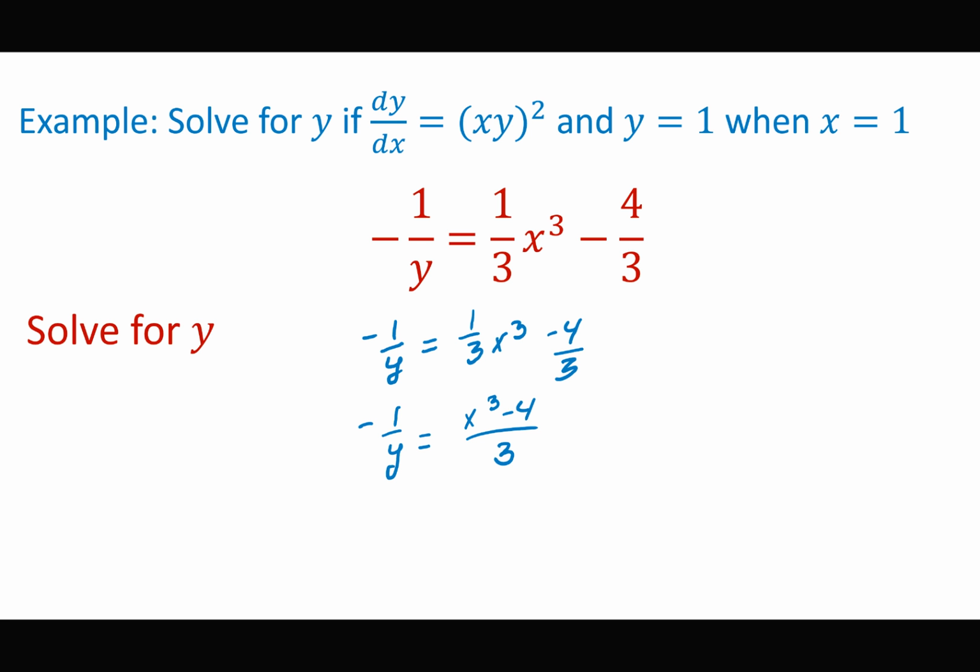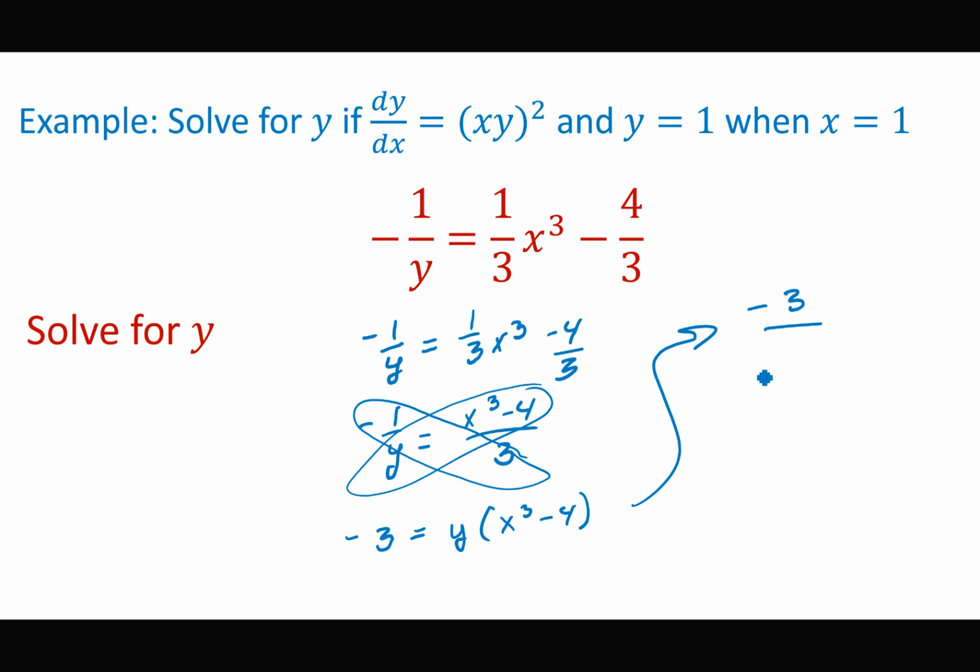Now, how can I solve this for C? Or I'm sorry, solve this for y. Yes, I cross multiply too. Okay, so this would be a -3 equals y times x cubed minus 4. Or it wouldn't be, it'd be -3. Okay, and so we could have -3 all over x cubed minus 4 equals y. And so that was our initial function.